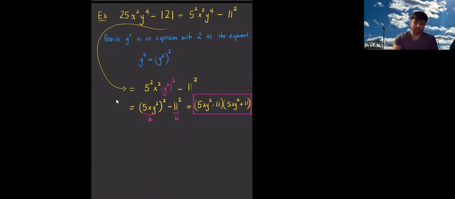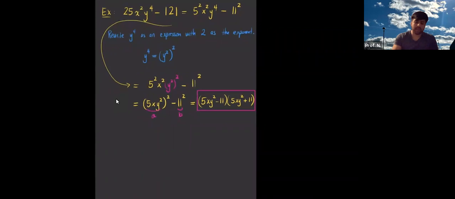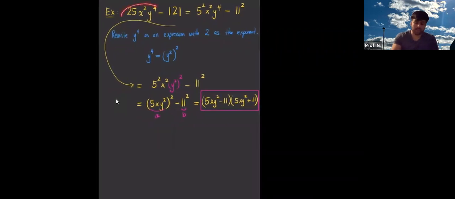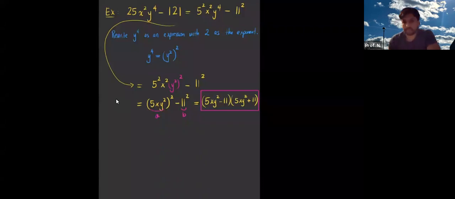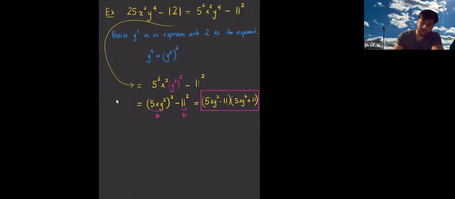So this one here was a bit more involved because there are several terms. For the first term to consider, you've got 25x squared, and now this y to the fourth business, where we want to rewrite it with 2 as an exponent. And so this is my result. If you understand that, then you're going to understand that the more complicated ones are similar to this.